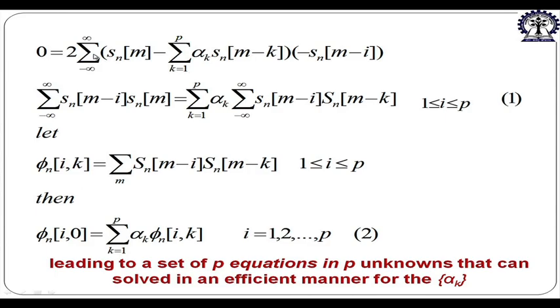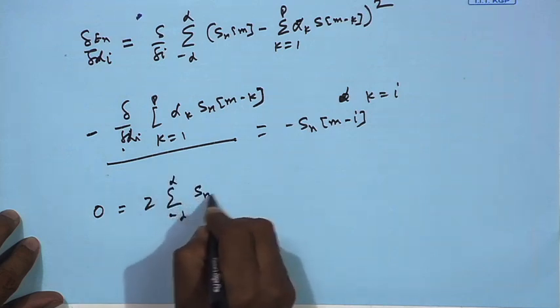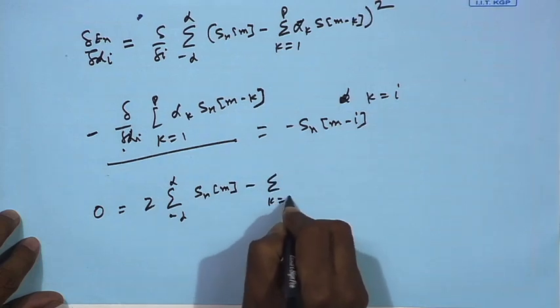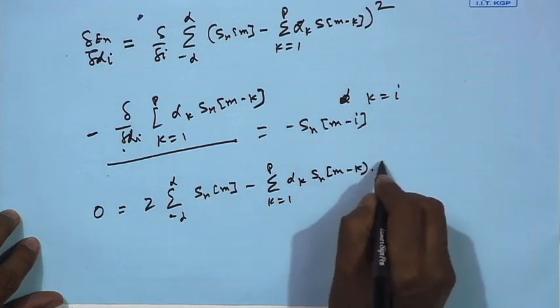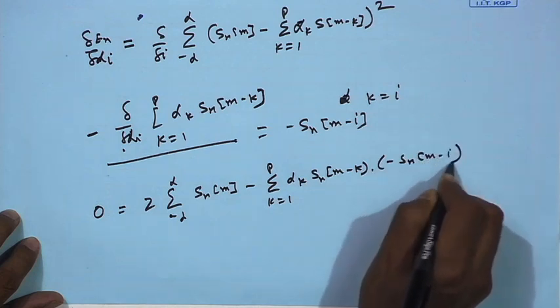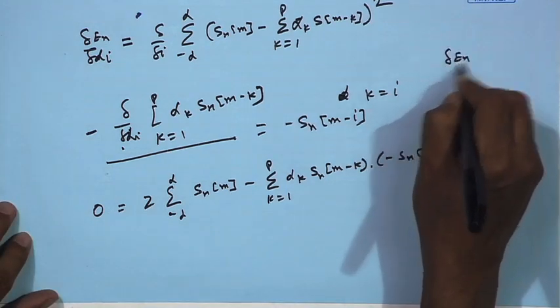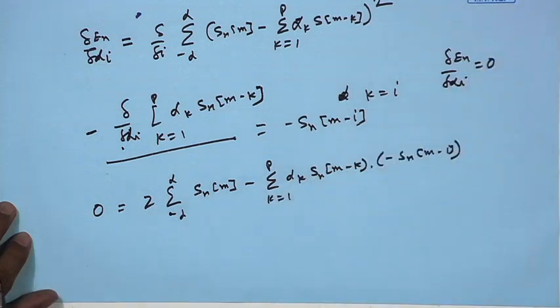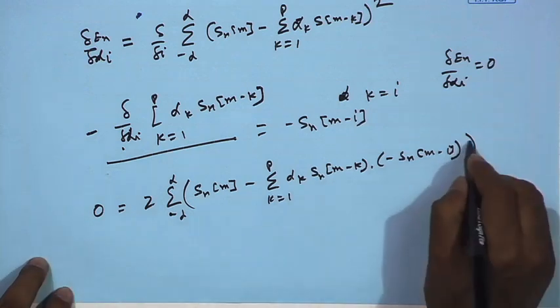So, I can put 0 equal to 2 times the sum over m from minus infinity to infinity of S n m minus the sum over k equal to 1 to p of alpha k s of n m minus k, into minus S n m minus I. Because del E n by del alpha I is equal to 0, I put that value equal to 0. So, 0 is equal to this, and there will be a bracket in here also.